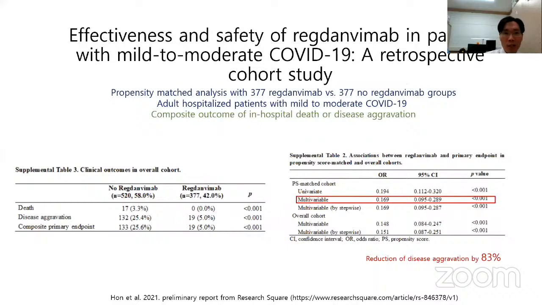This is the propensity matched analysis data performed in South Korea. As you can see in the right table, the treatment of regdanvimab decreased the disease aggravation rate by about 83%.